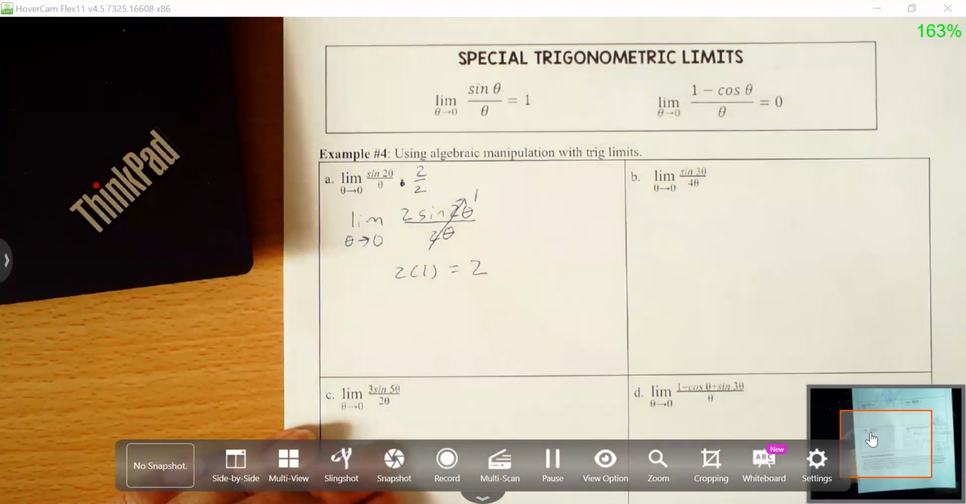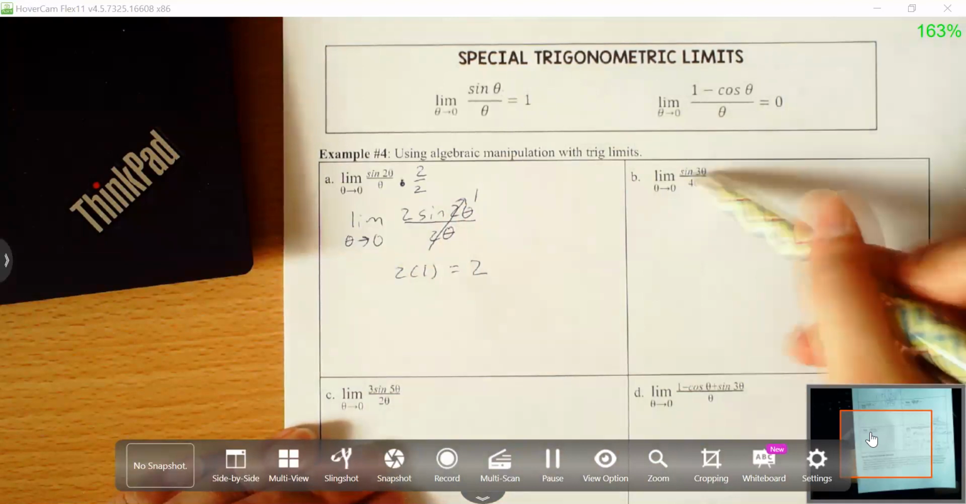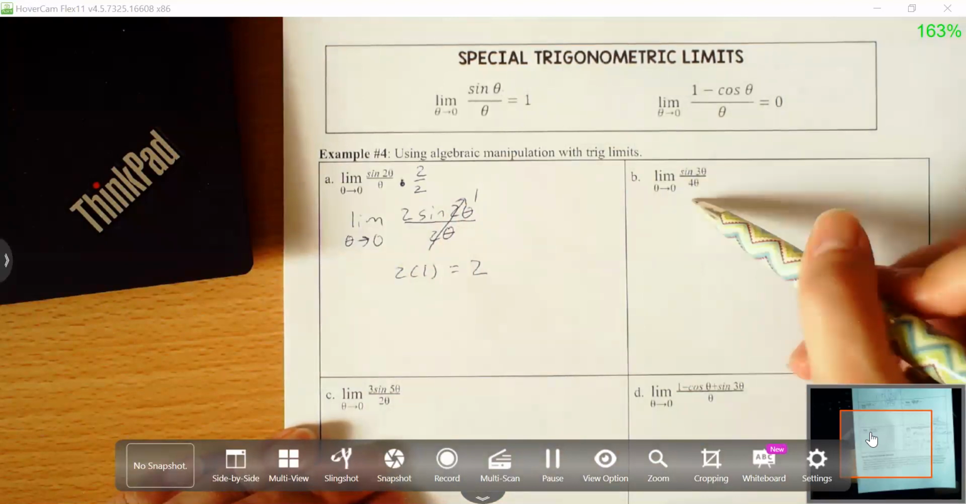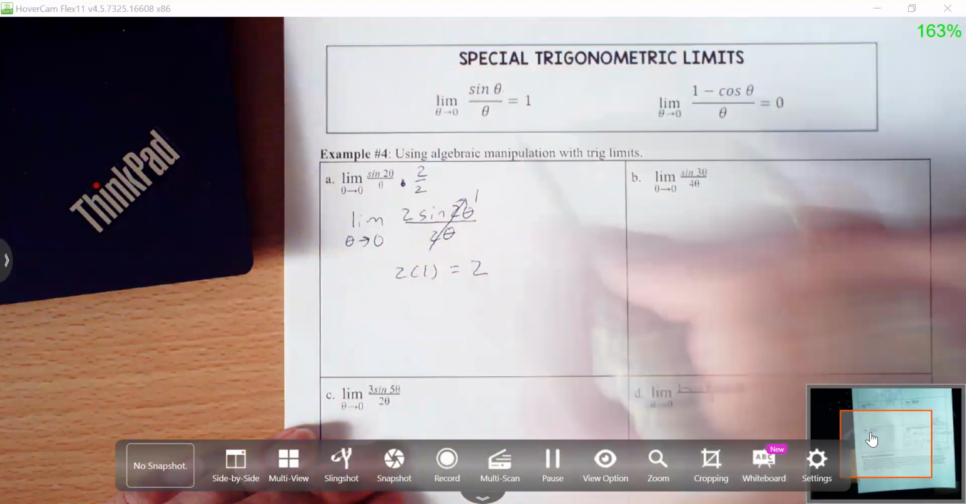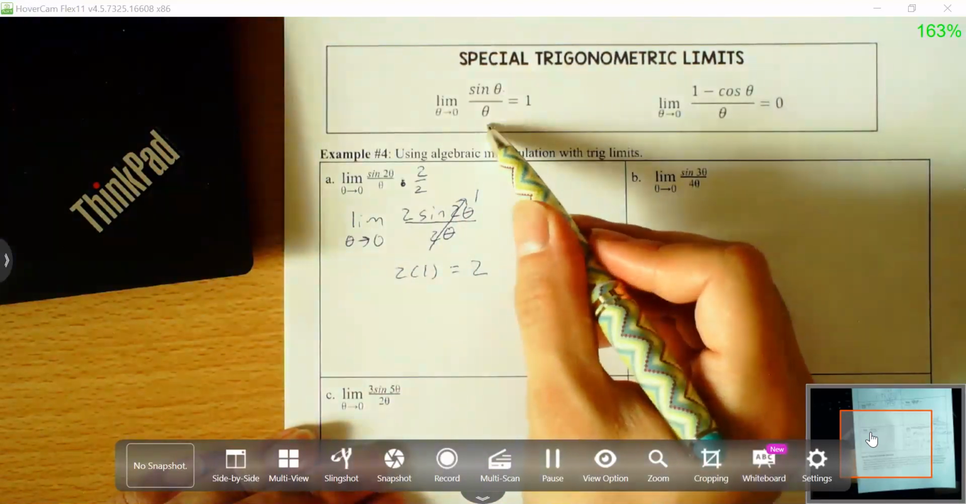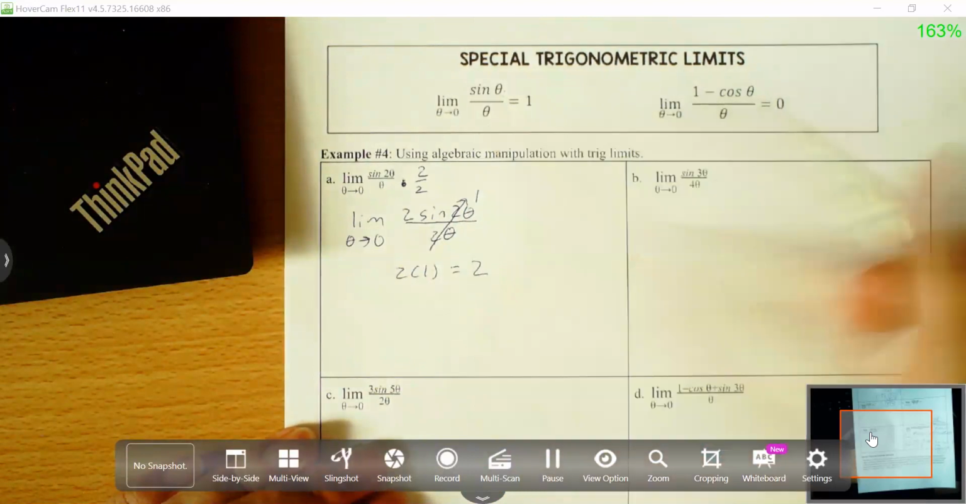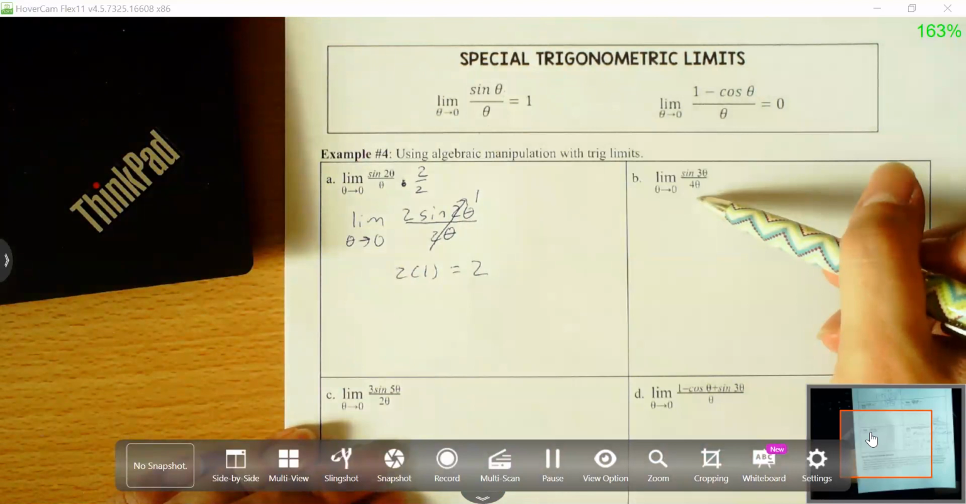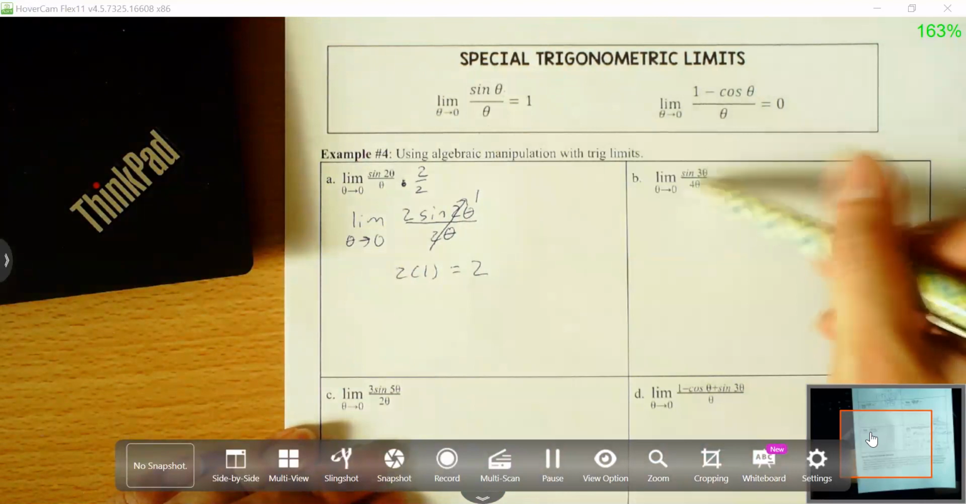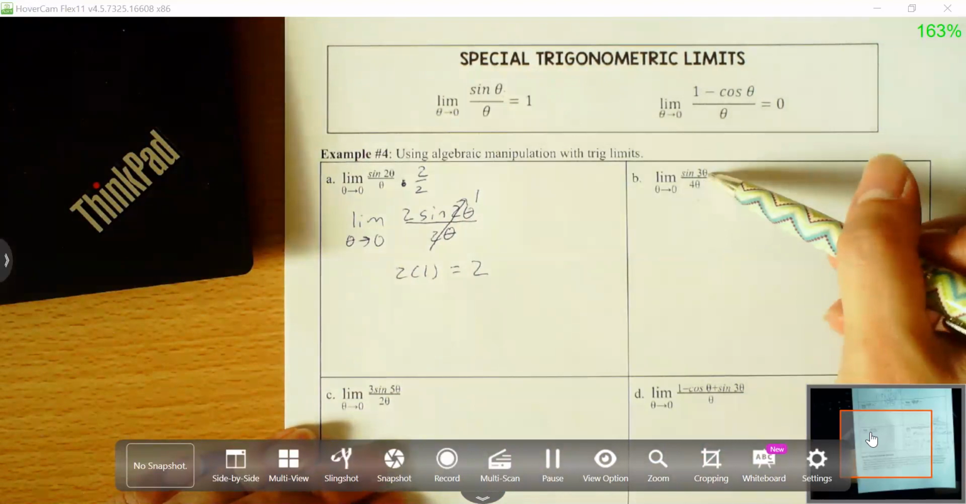Okay, let's look at letter B. It's kind of like letter A, but now I have sine of 3 theta over 4 theta. And remember, you want these to match so that we can use this special trig limit here. And so you're thinking, well, 4 is already past 3. What am I going to multiply this by to make sure that I could get this and this to match? Well, that's actually kind of easy if you know the little trick.